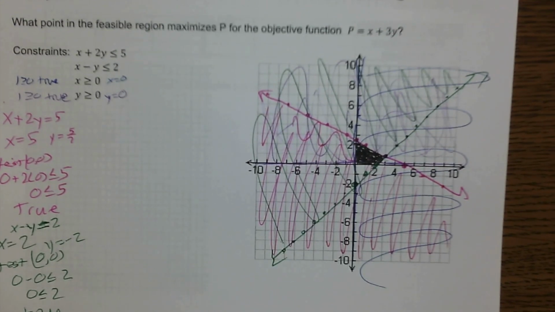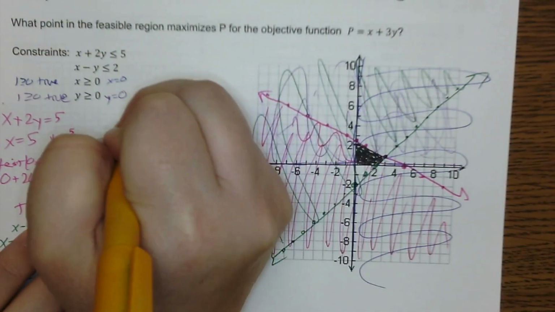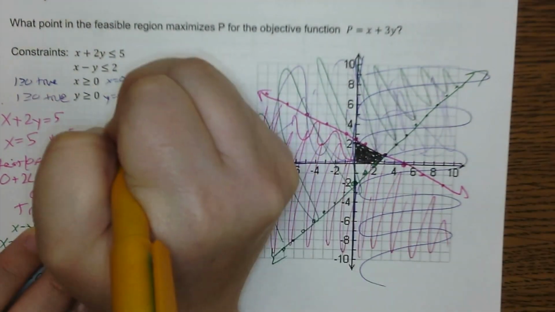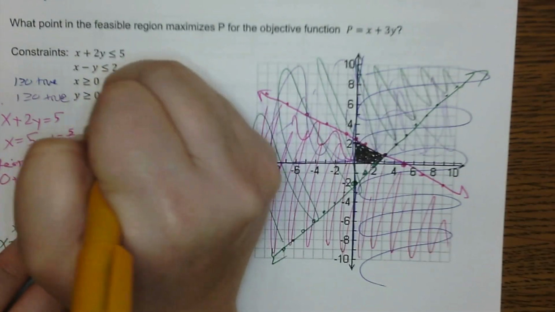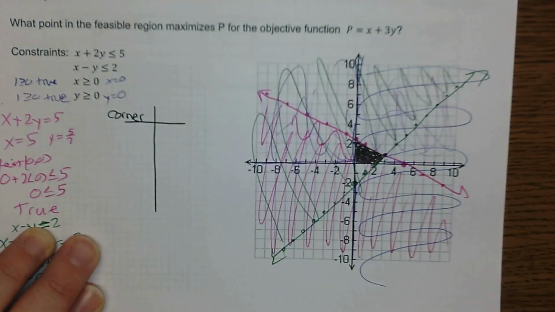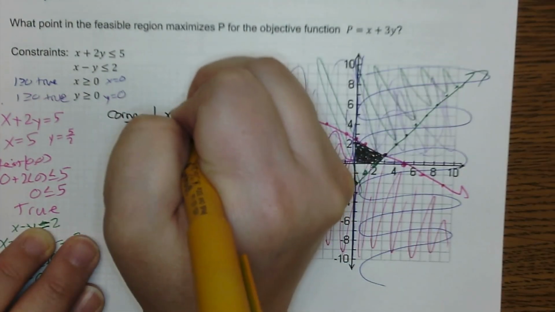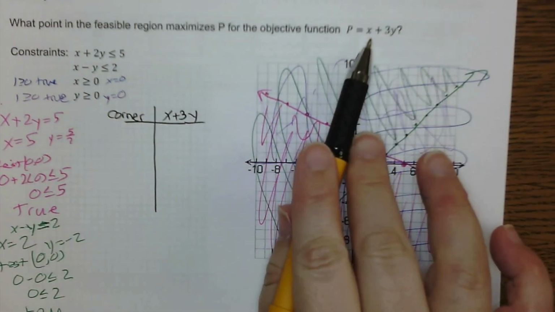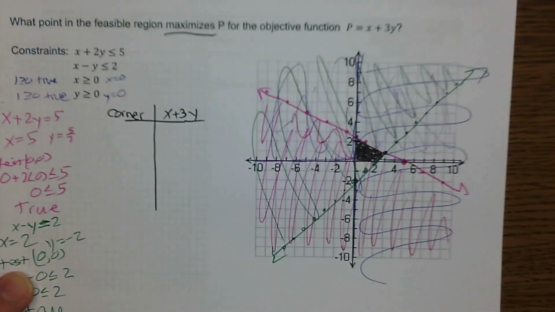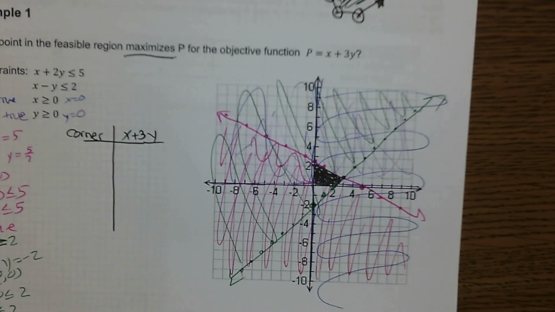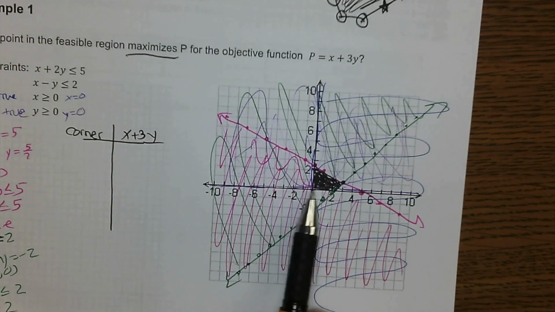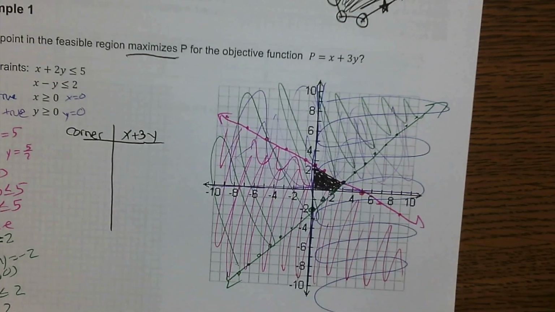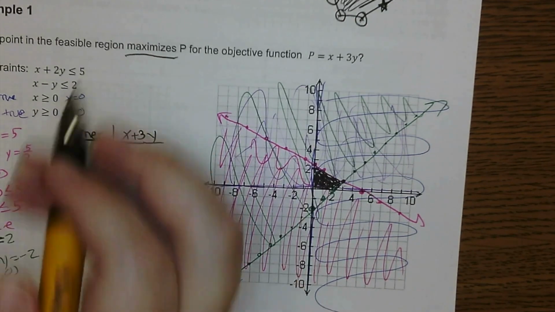What we're going to do is make a T-chart with our corner points and our objective function. So I'm going to put it right here. This is going to be the corner, and this is going to be x plus 3y. That is what we're trying to maximize for our objective function. And good news about these corner points, I think these are all nice, pretty points for us. So the first one is 0, 0.